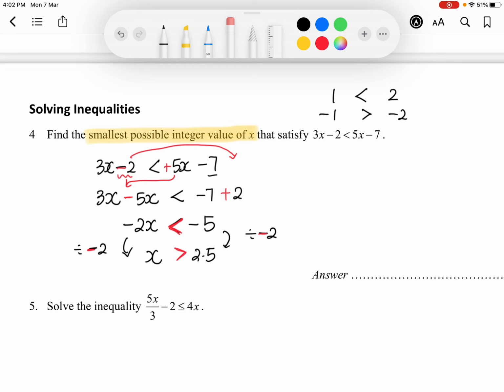And I want x to be greater than 2.5, and it must be an integer value. Integer means whole number. So what number can x be such that it's bigger than 2.5 and it's an integer? Well, the answer is 3. So this should be my final answer. Okay, do read your question, in case there's a trap for your question.